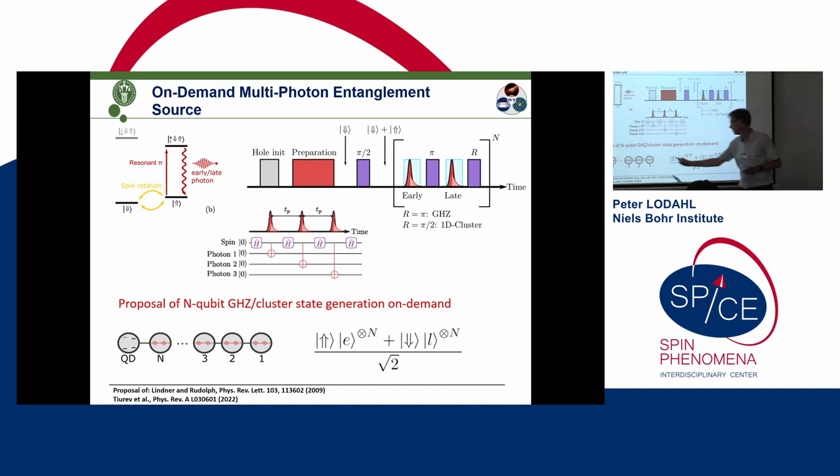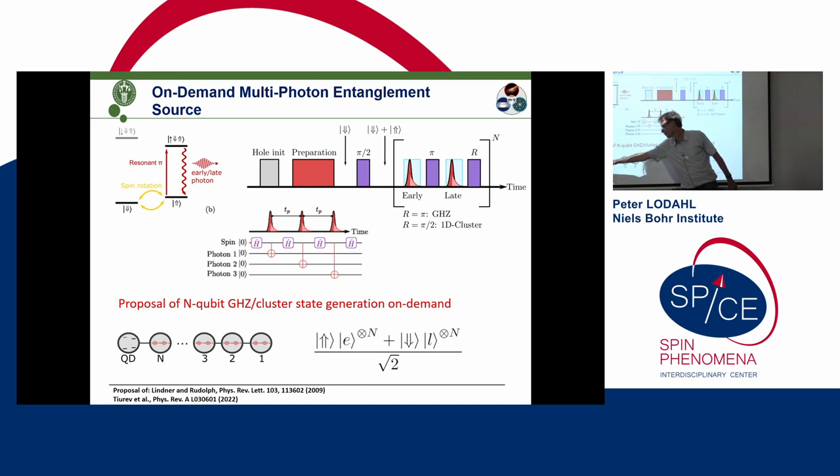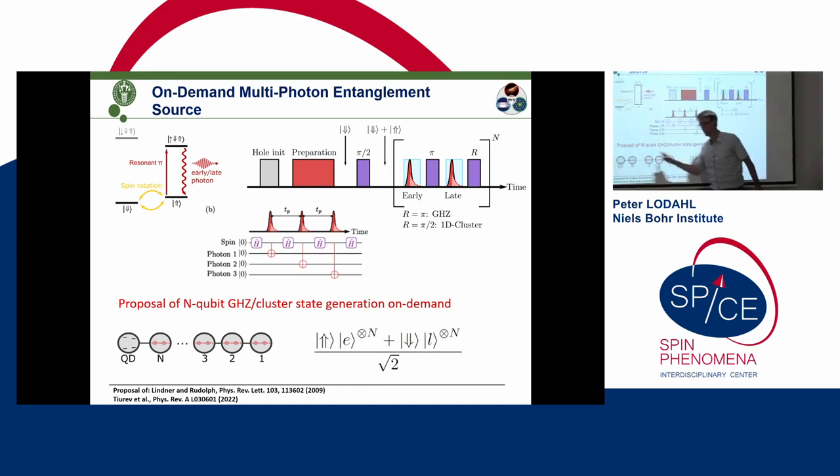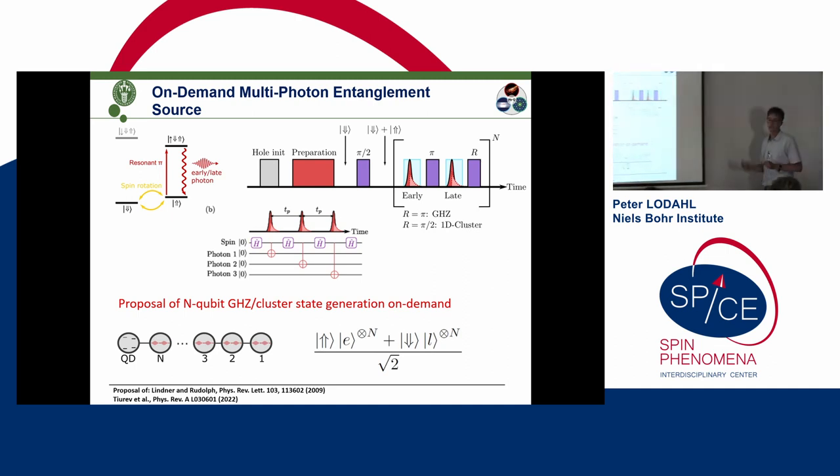So if you do that, you're really ending up with a multiphoton entangled state, like what is shown here. So this is a GHZ state. Spin is pointing up. Photon 1 is emitted in an early time bin. Photon 2 as well. Photon 3 as well, and so on. If the spin is down, all the emitted photons are in a late time bin. So this is a multiphoton entangled state, where the quantum dot spin is entangled with all the photons, but there's also entanglement in between the photons due to all these spin rotations that we are doing. And that's a GHZ state.